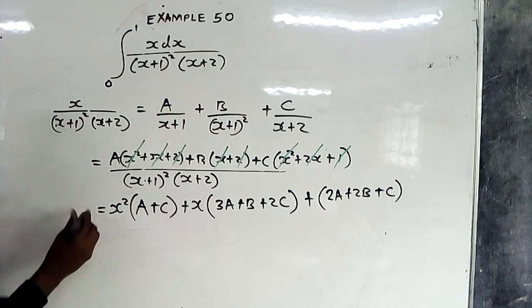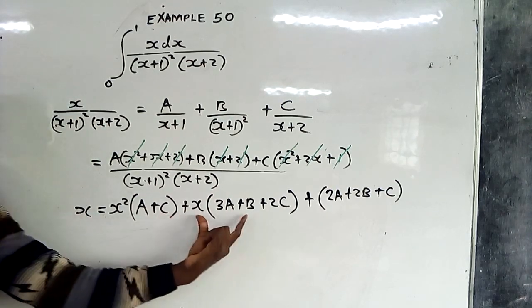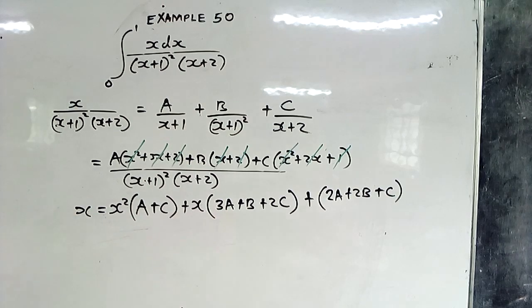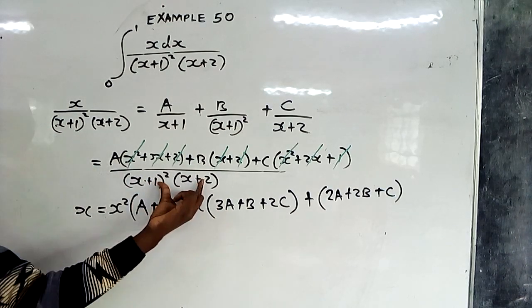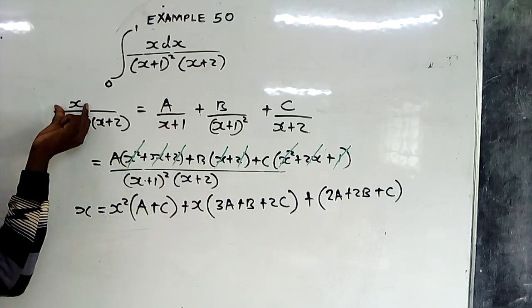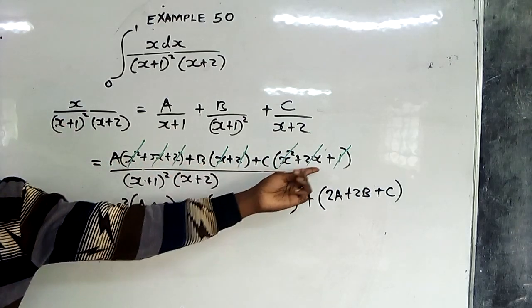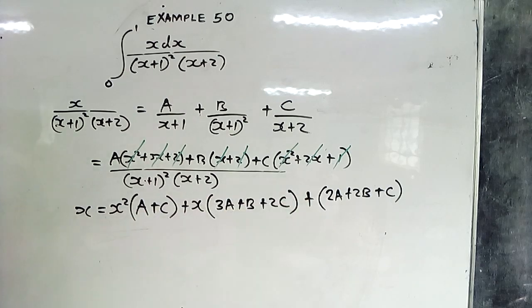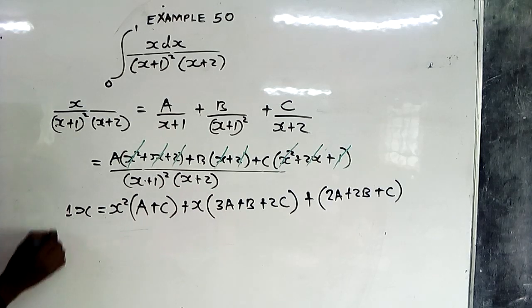So the numerator this side is x. It is the numerator we are comparing to the numerator. Are you seeing that? Are we together? Because the denominator is the same as the denominator, the numerator, which is x, must be the same as the numerator, which we've collected like that. From there you start comparing the coefficients of the constant term.